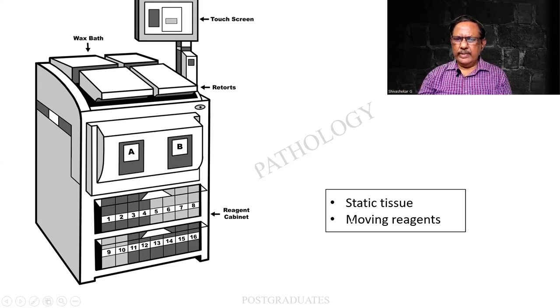Now, there is a difference. In this case, the tissue will be static in one position, and the reagents will be going and filling it, again getting drained out, and the next reagent goes and fills it. It goes on like that. Whereas the tissue is constant. In the earlier version, we had seen that the tissue moves from one jar to another. Tissue means it is a group of tissues within the capsule.